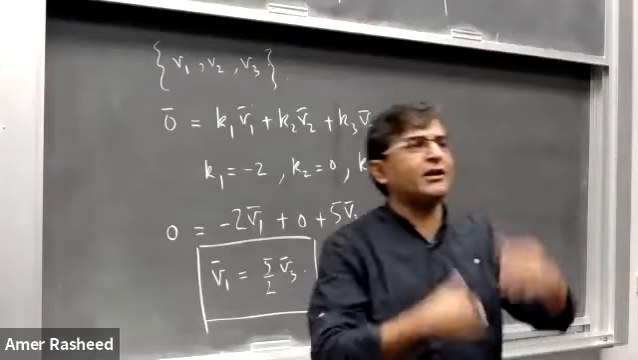Now, what does this mean? The vector V1 is a constant multiple of vector V3.